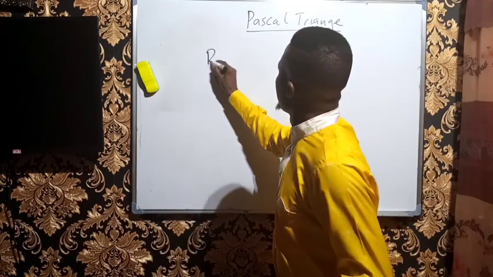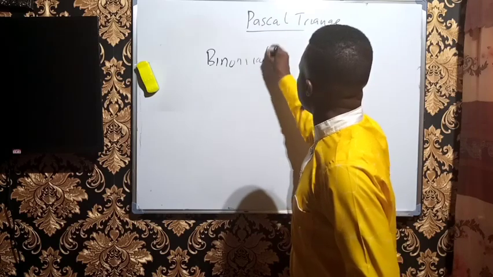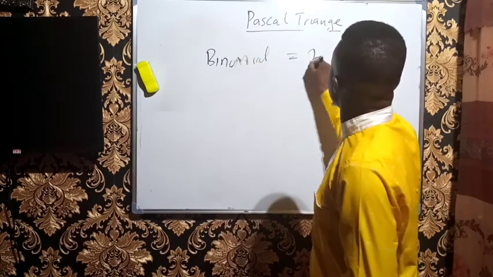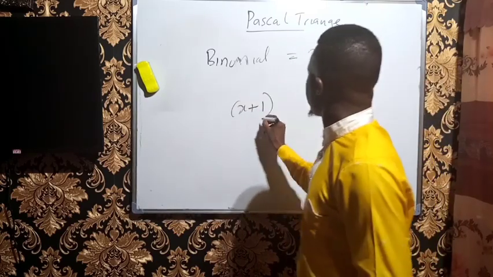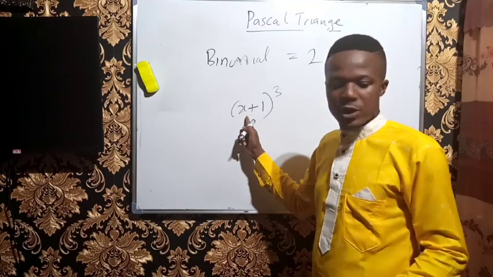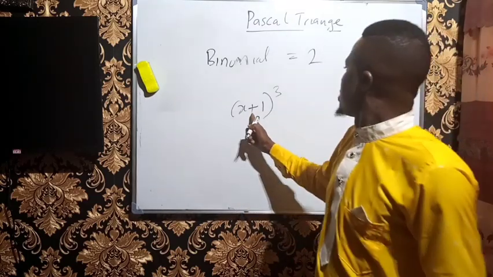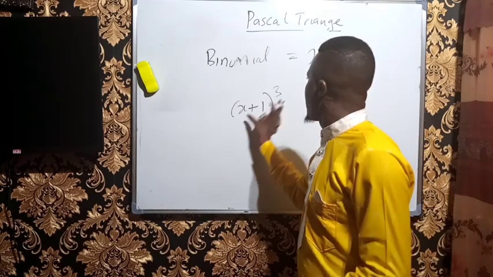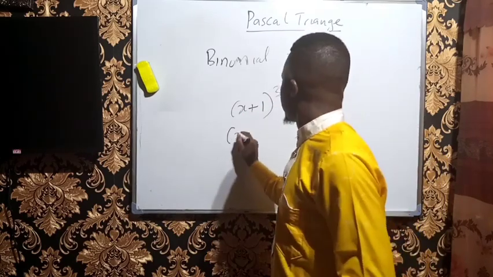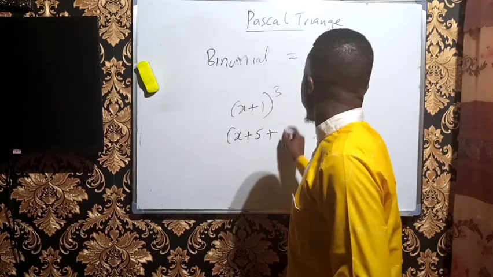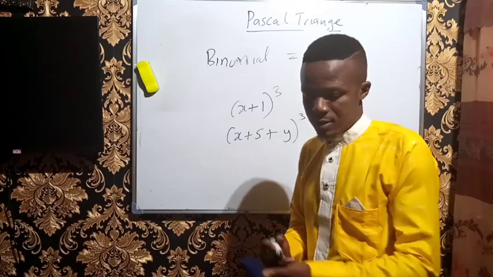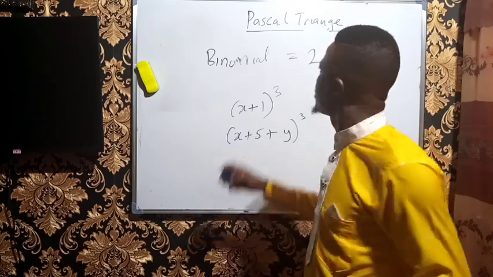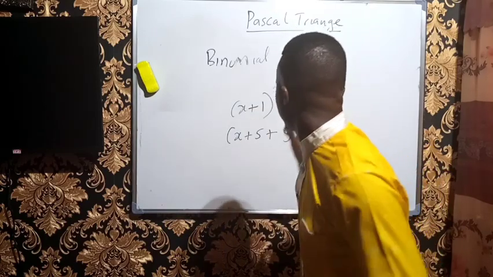Remember, when I say binomial, I'm just talking about 2. Take for instance, when you have x plus 1 to the power of 3, how many expressions are here? They are just 2, 1 and 2. That's why it's a binomial expansion. But assuming it is x plus 5 plus, let's say, y to the power of 3, it's no longer binomial. 1, 2, 3 is a trinomial. But we are discussing binomial expansions using Pascal's triangle.